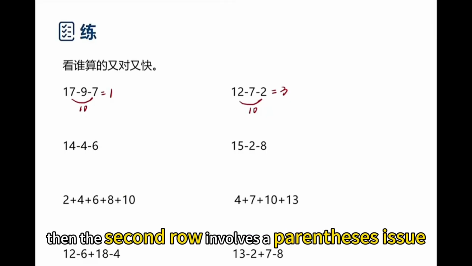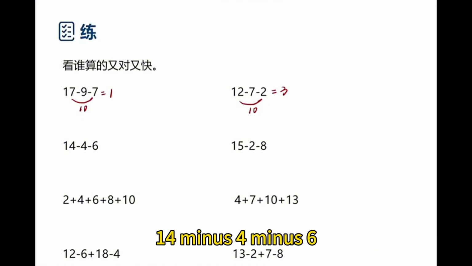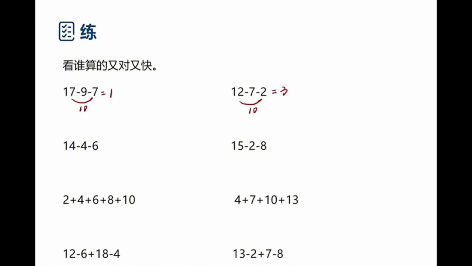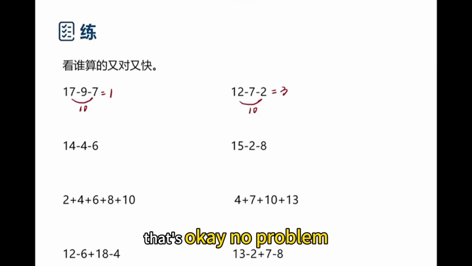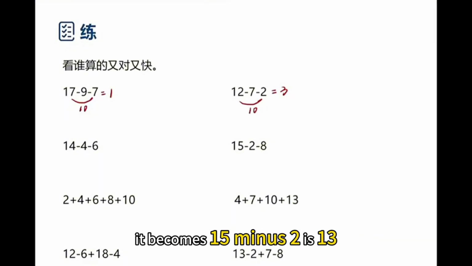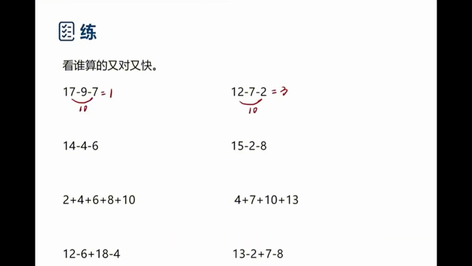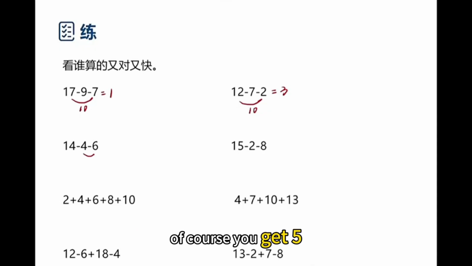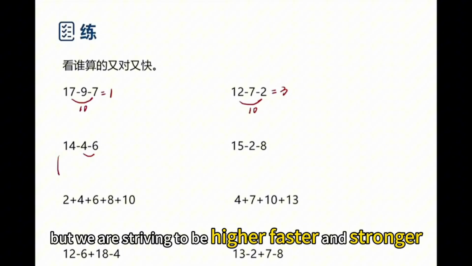Then the second row involves a parenthesis issue. 14 minus 4 minus 6. You can do this in order. That's fine. 14 minus 4 is 10. 10 minus 6 is 4. That's okay. No problem. But if you then calculate 15 minus 2 minus 8, it becomes 15 minus 2 is 13. Then 13 minus 8 requires regrouping. Of course you get 5. If you're skilled, that's okay too. But we are striving to be higher, faster, and stronger.